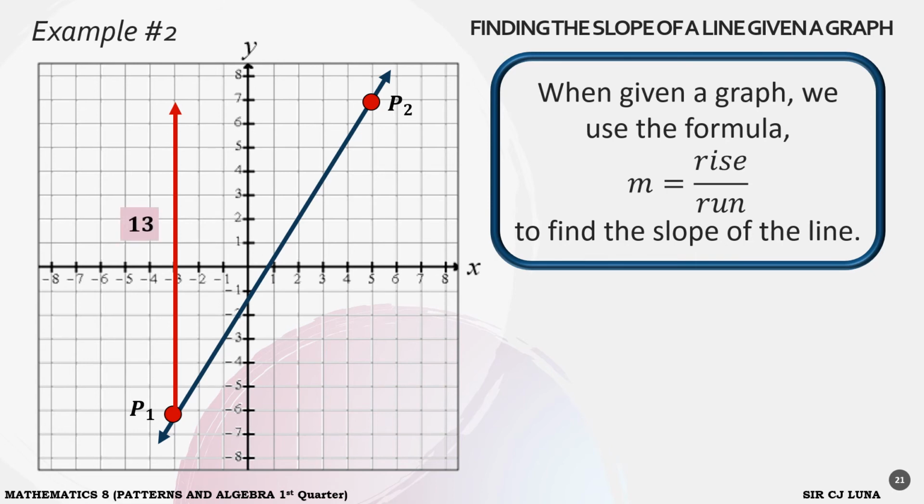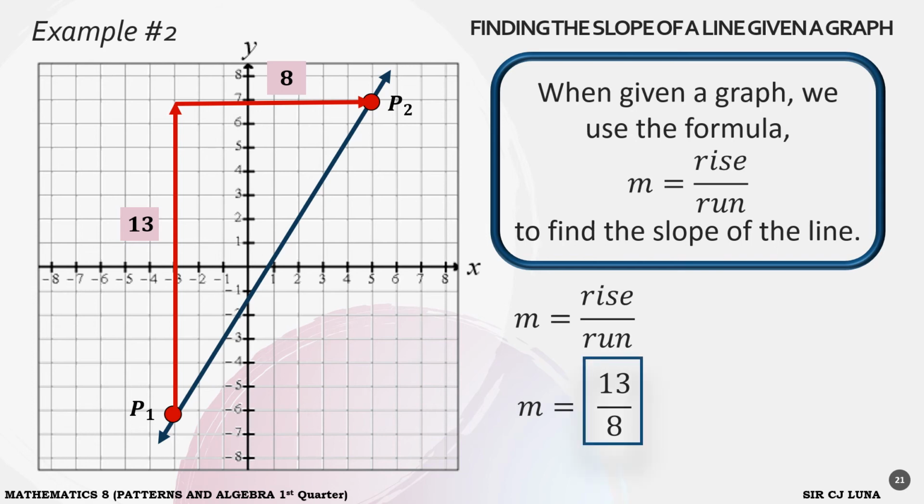Okay, it's 13. Diba? 13 units yon from point 1 to point 2. Okay, that is our rise. And then for the run, yung horizontal natin ay ilan? Okay, good. 8. So, the slope now is 13 over 8. Rise over run. Pwede ba bang simplify yung 13 over 8? Hindi na. Okay, so the slope is positive 13 over 8. So it's a positive slope. So the graph is increasing. Okay? Good.